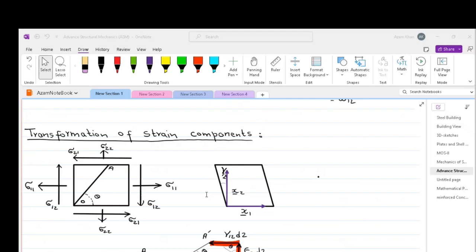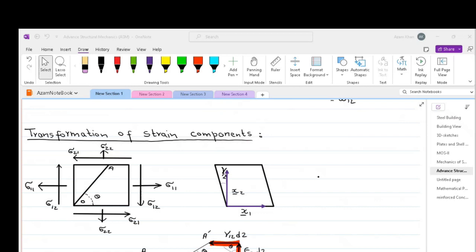Now we move to transformation of strain components. A transformation of strain component is one of the fundamental concepts in structural mechanics involving the change of strain components from one coordinate system to another. As we discussed, the strain components describe how an object deforms under the applied forces or loads.